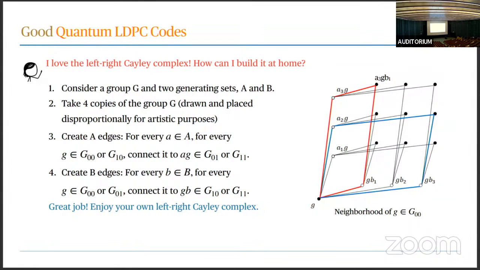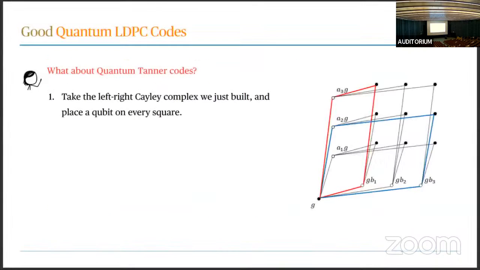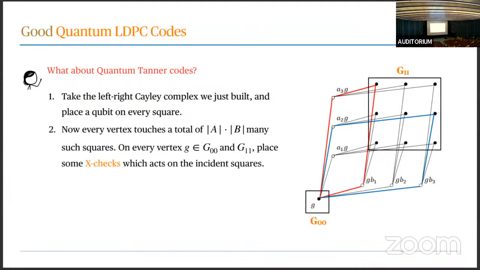And these squares are extremely important for our construction of the quantum Tanner codes. Because what we do is that you take the left-right Cayley complex you just built and you put a qubit on every single square that you see. So how many squares are there? Well, I'm looking at one local neighborhood right here. I have a total of A edges going up, or going vertically. I have a total of B edges going horizontally. And each pair of A edges and B edges is going to give me a square. So this one vertex, little g here, is going to see A times B many squares, and therefore A times B many qubits, in its local neighborhood.